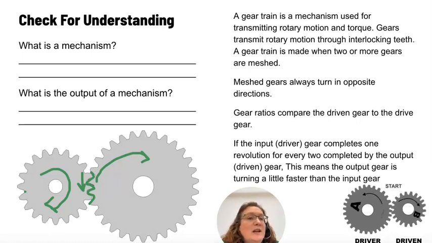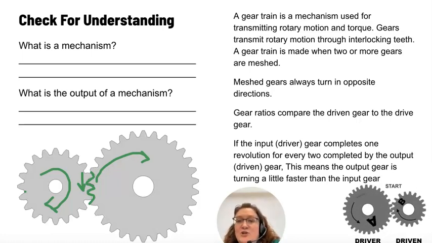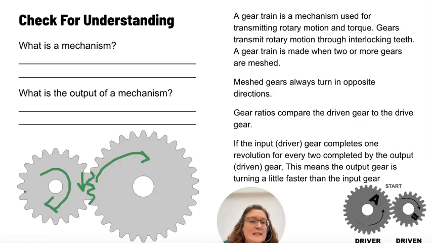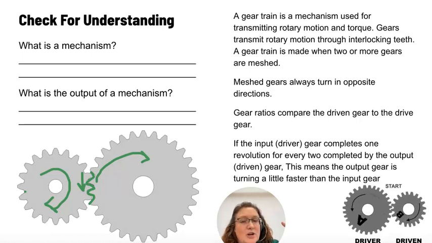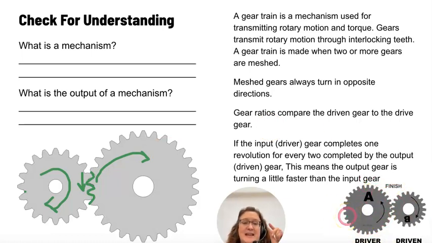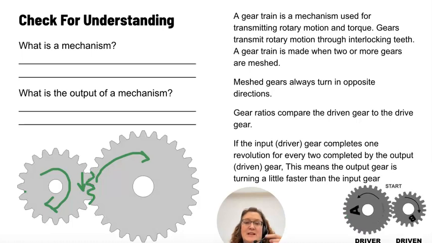Gear ratios compare a driven gear to a drive gear. If the input or driver gear completes one revolution for every two completed by the output or driven gear, this means that that output gear is going just a little bit faster than the input gear. And you can kind of see that here in the example that as the driver gear spins, it's going to push the driven gear, and that driven gear goes just a bit faster than the drive gear.